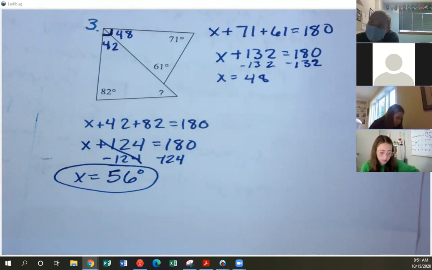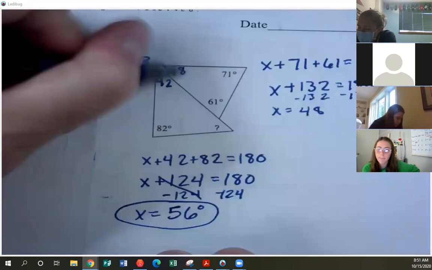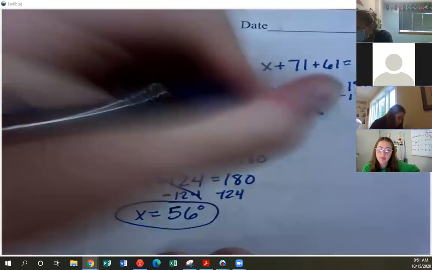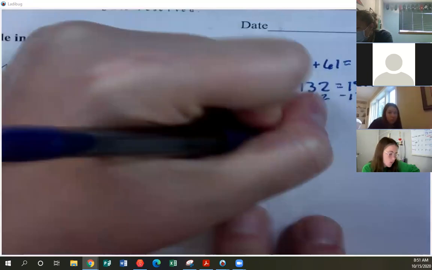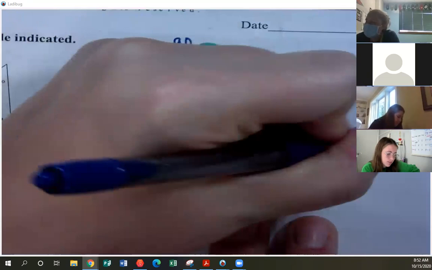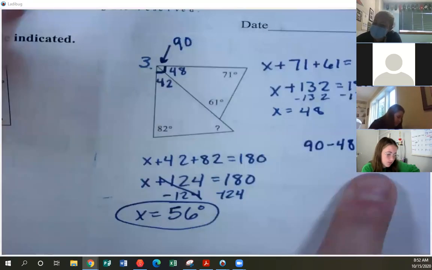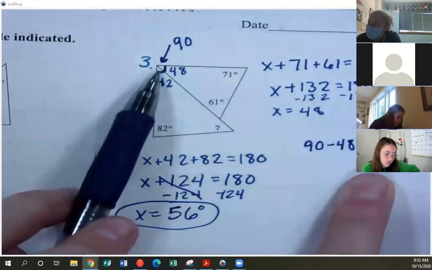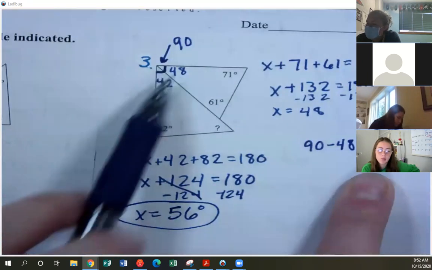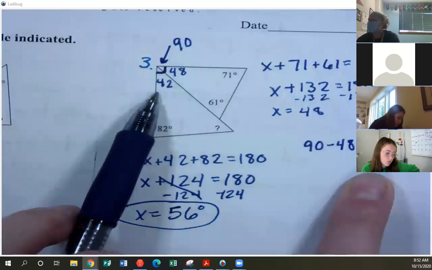So for the 42, you have 48 and you know that this is 90 degrees. So you take 90 and you subtract 48 and you get 42. That is where that 42 comes from, because you know the whole thing is 90 and you subtract this 48 from it and you get 42. Thank y'all for asking that question.